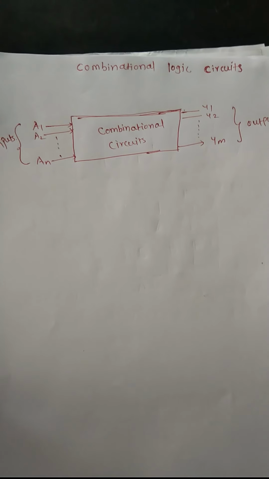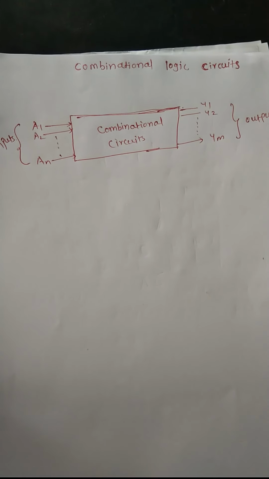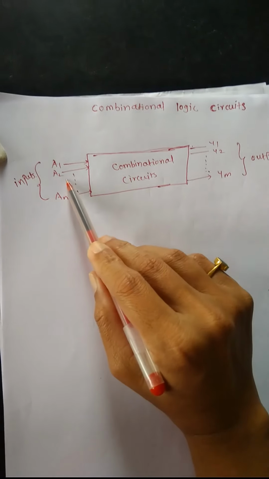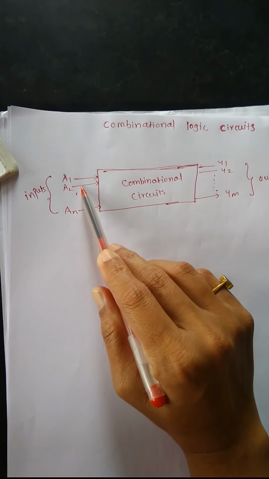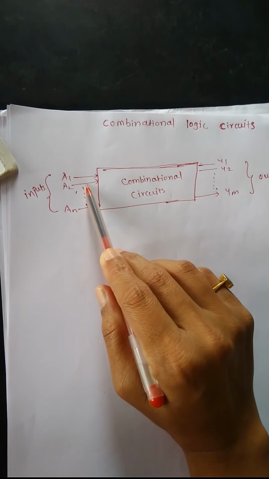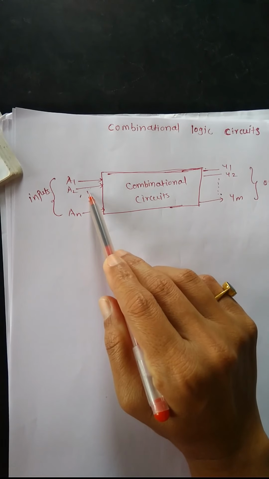Hello students, today we are going to the next point, combinational logic circuit. Digital circuits in general are classified into two categories, namely combinational logic circuit and sequential logic circuit. The combinational circuit is a digital system whose output at any instant of time depends only on the present input terminals. That circuit is called a combinational circuit.